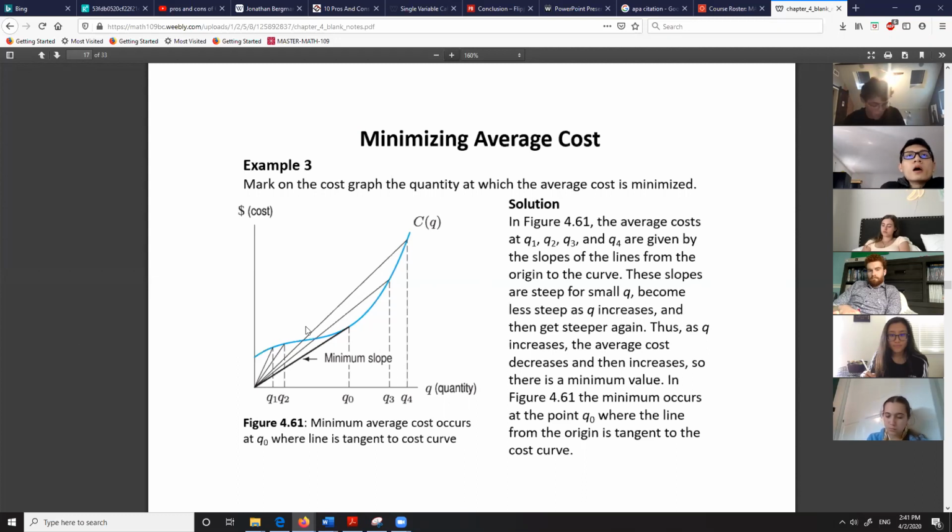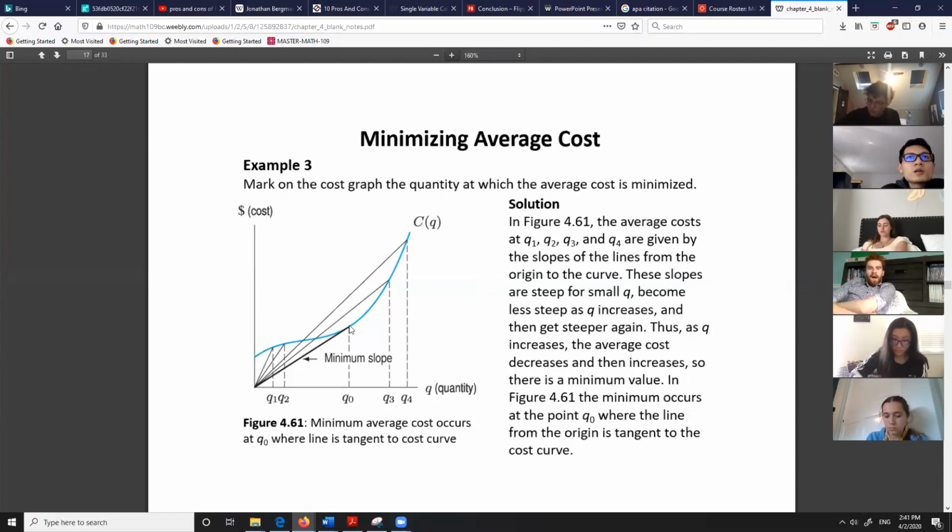Now, remember, if you want to find the average cost, you have to find the slope from the point on the curve to the origin. So I draw a lot of lines from points on the curve to the origin. And I see that only this bold black line right here has the smallest slope, the minimum slope. The other ones have a slope that is steeper, right?